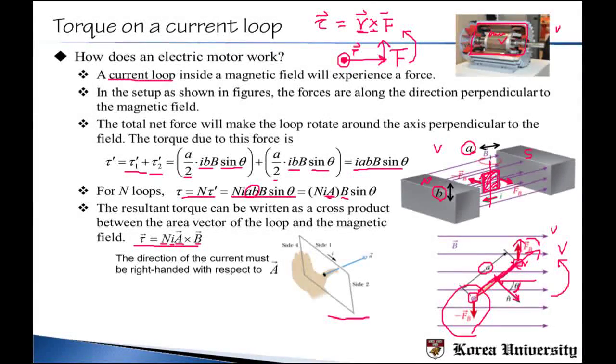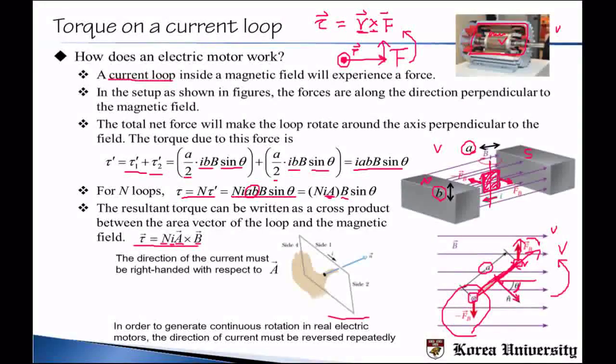Okay, and in fact, just one note. In order to generate continuous rotation in real electric motors, the direction of current must be reversed repeatedly, which means it has to go plus and minus continuously. And we will study this in a little more detail in the classroom. I will explain this in the classroom.